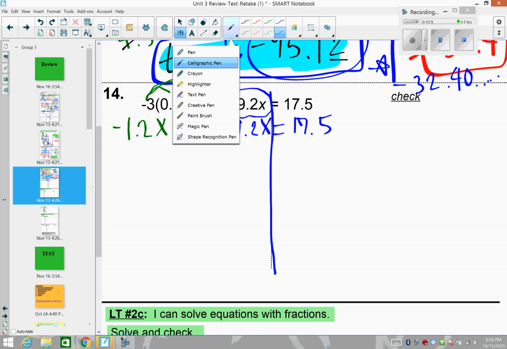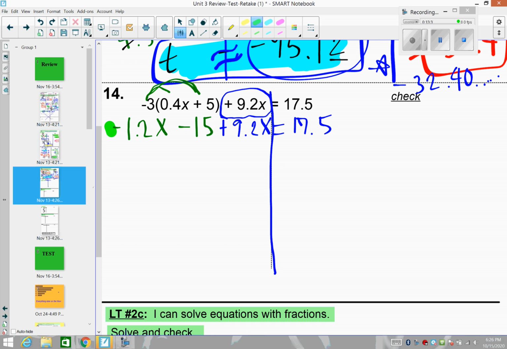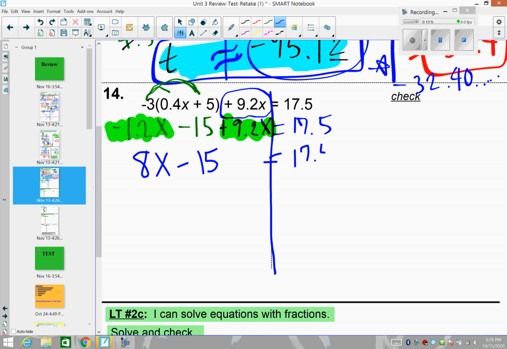Combine like terms is the next step. So we're going to combine any x's together, any constants together on the same side. So we have negative 1.2 plus 9.2 gives us 8. Ooh, that's nice. 8x minus 15 is equal to 17.5. Cool. Do it.